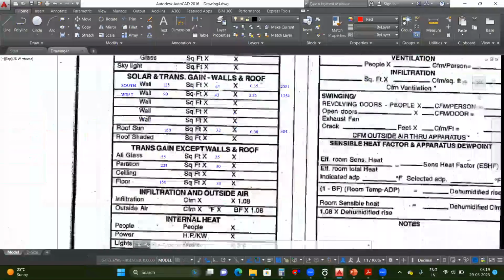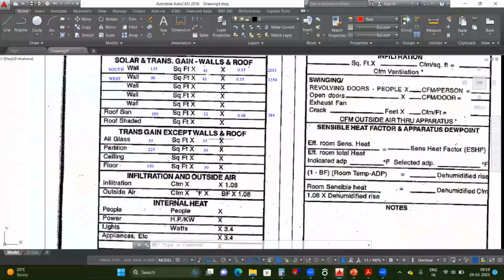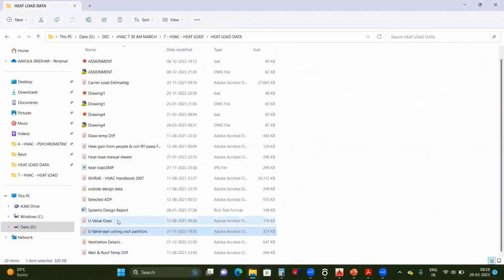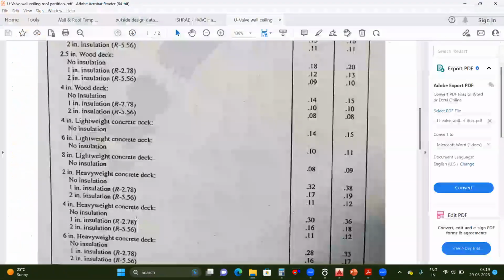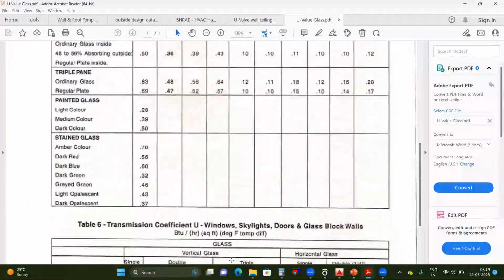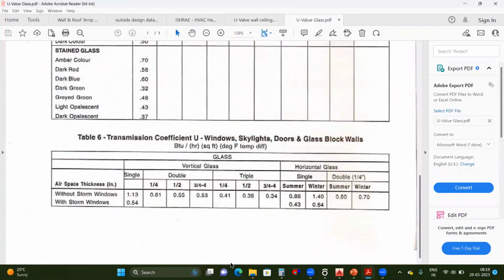Yes. So we have entered all the values, and next we need to enter the U values here. First, the U value for glass. So in table 6, you can find the transmission coefficient U value for the glasses. Okay. So in table 6.